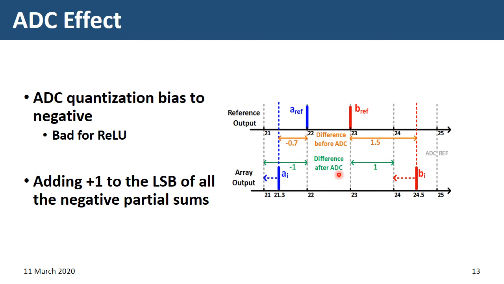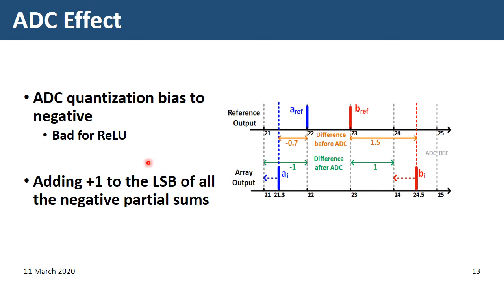A few more words on the ADC quantization effect, because the ADC is going to compare the partial sum with a fixed reference by, for example, a comparator. So it will have a fixed trend to round the partial sum down. That means we are going to bias the quantization results towards the negative side.